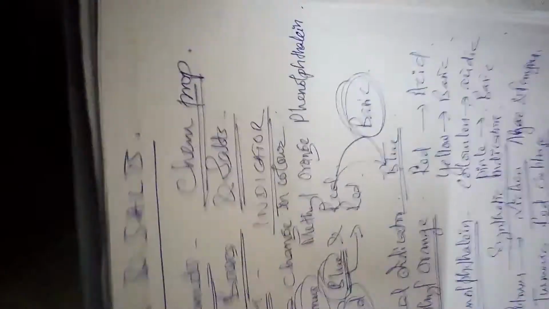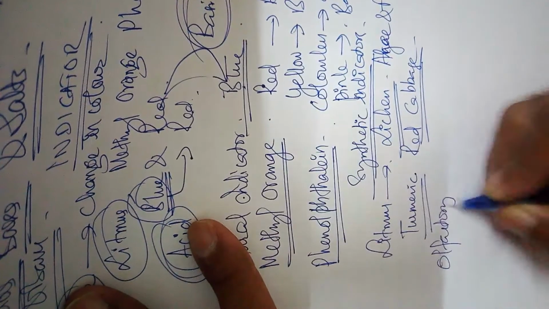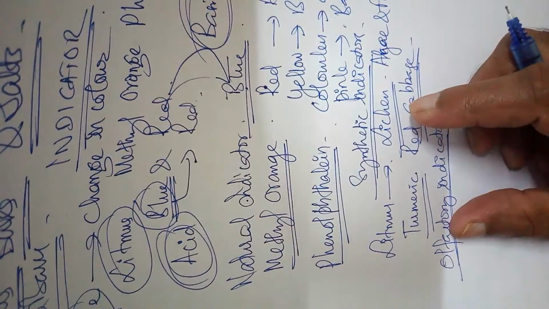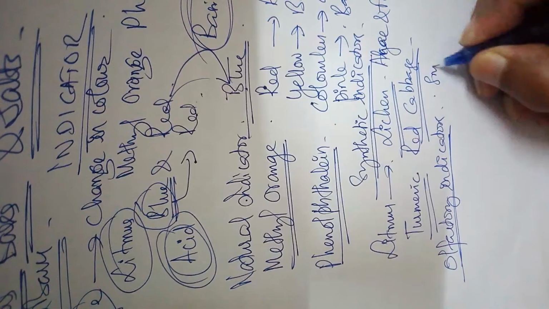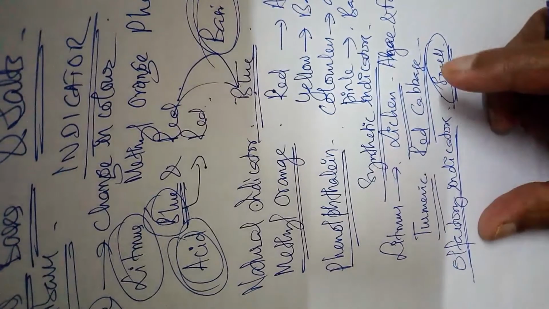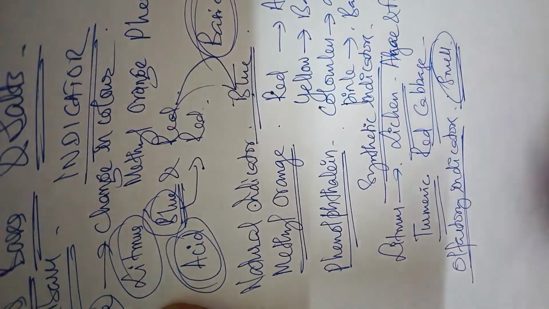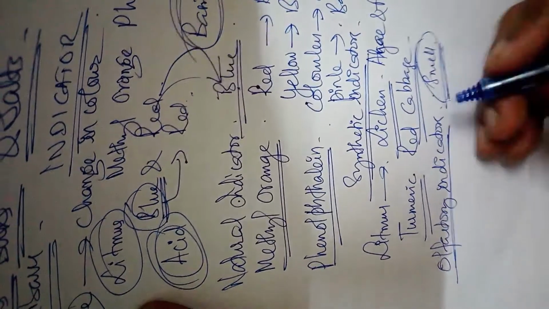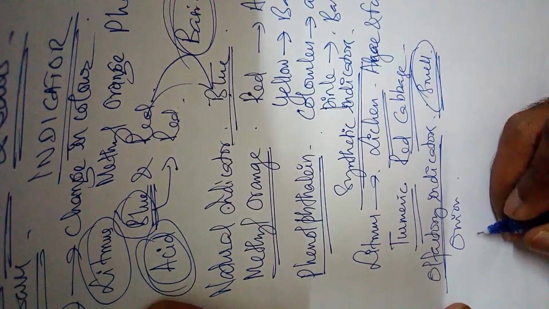Next one is olfactory indicators. What is that? Olfactory, the word itself denotes that it is related to smell. Those substances whose smell changes in acidic or basic solution are called olfactory indicators. We can make the extract of onion and vanilla.